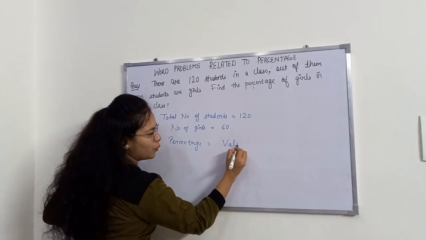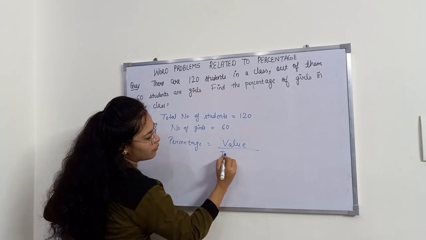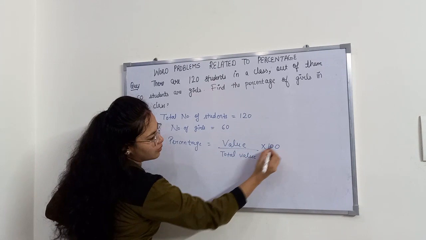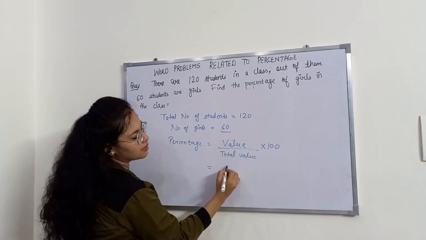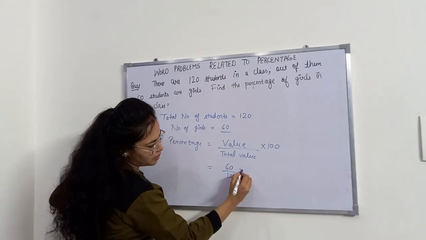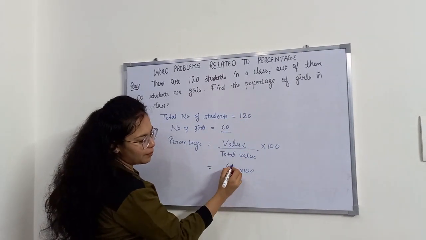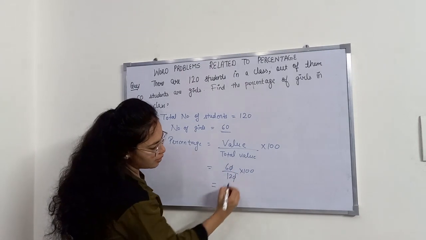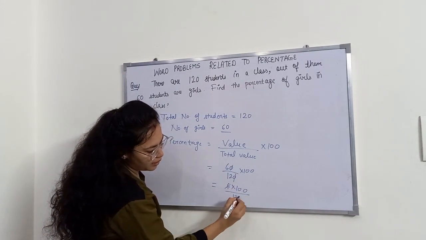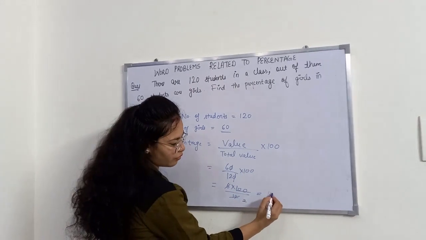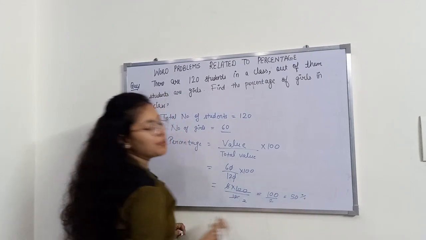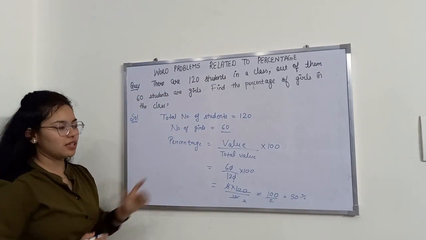That is value divided by total value multiplied by 100. Value is 60 and total value is 120. Multiply by 100. Simply eliminate the zeros. What is left? 6 multiply 100 divided by 12. Eliminate it by 2, that is 100 divided by 2, 50%. That means the percentage of girls in our class is 50%.